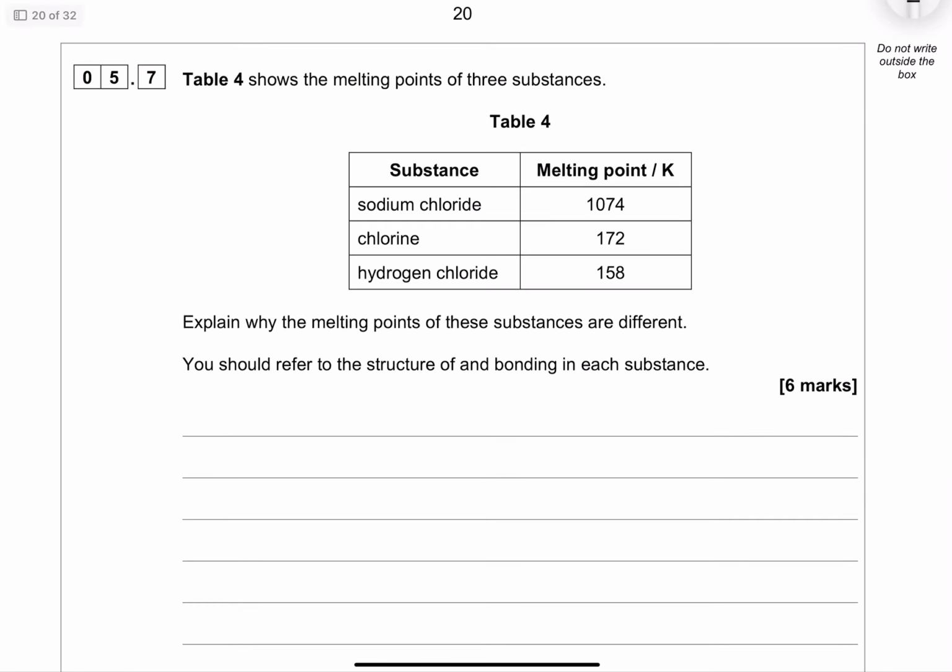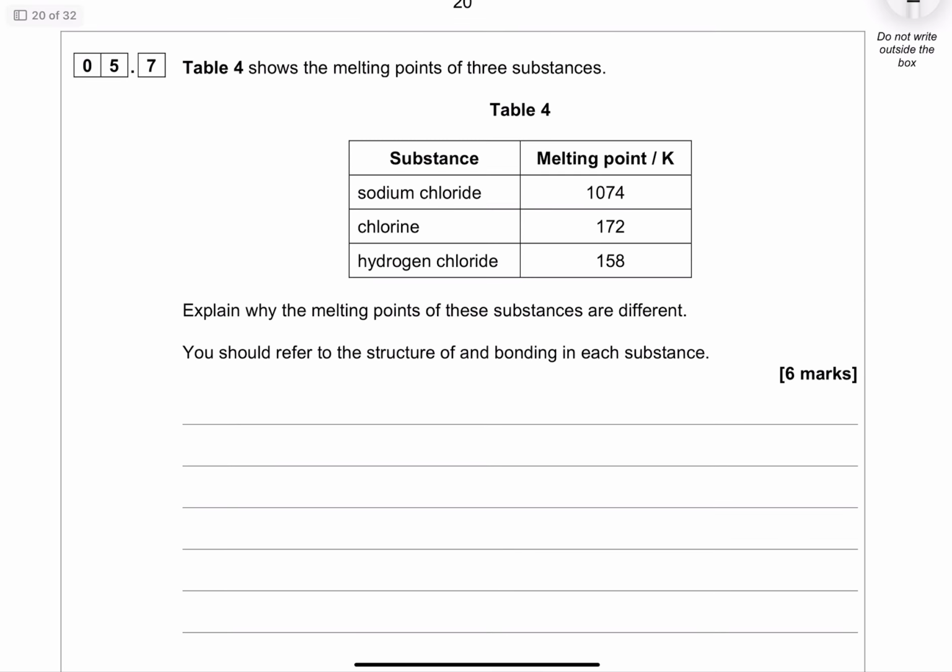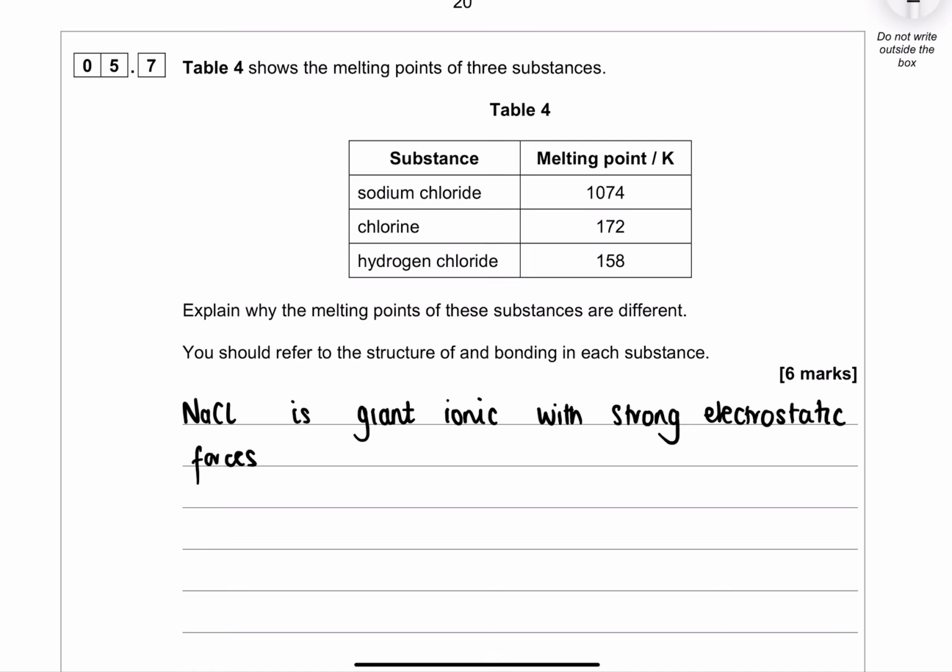Okay, the last part of the question asks us to explain why the melting points of these substances are so different and to refer to the structure and bonding in each case. So I'm going to start by doing that. NaCl, which is sodium chloride, is made of sodium ions and chloride ions, so it is giant ionic, and that's its structure. Its bonding is strong electrostatic forces of attraction between oppositely charged ions.